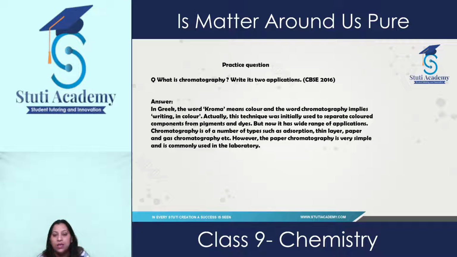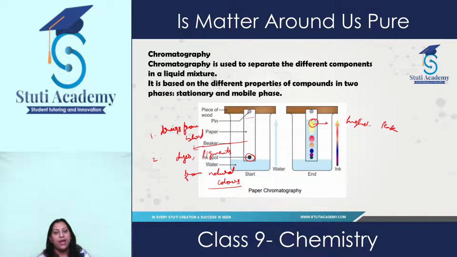And there are a number of types, such as adsorption, thin layer, paper, and gas chromatography. So paper chromatography is very simple, which I just explained to you. You need to write about this chromatography in detail.